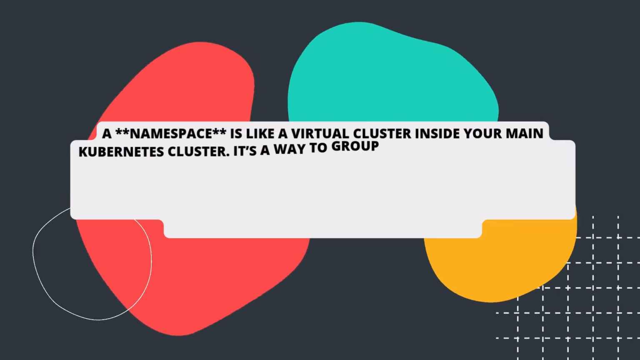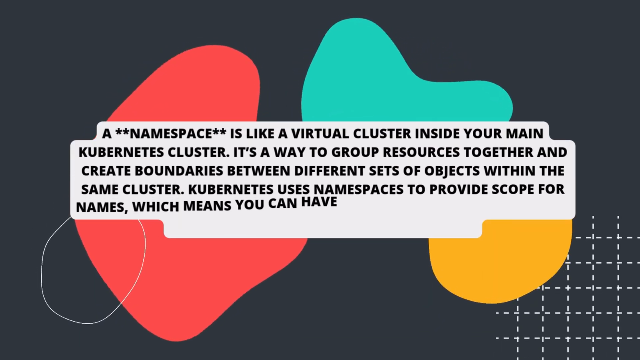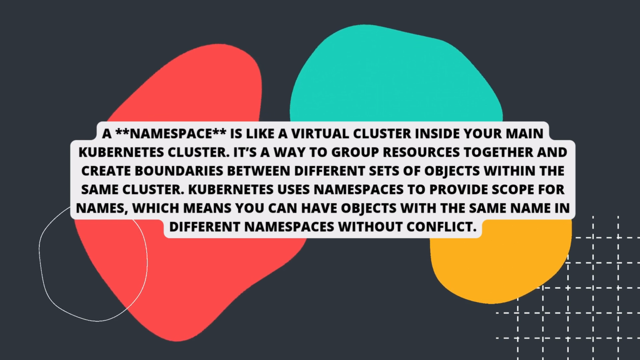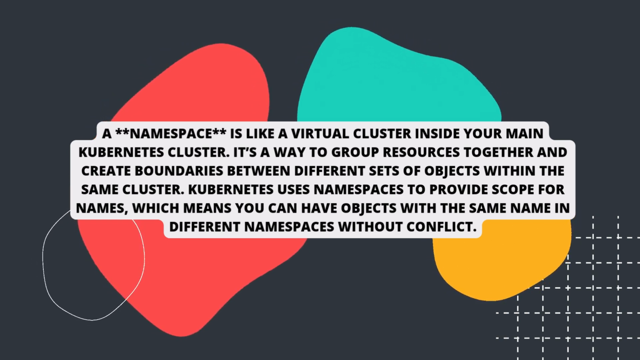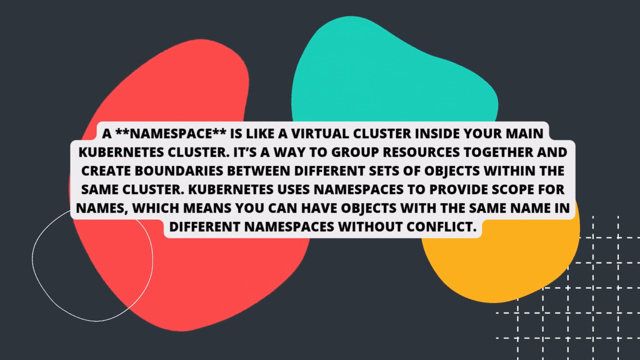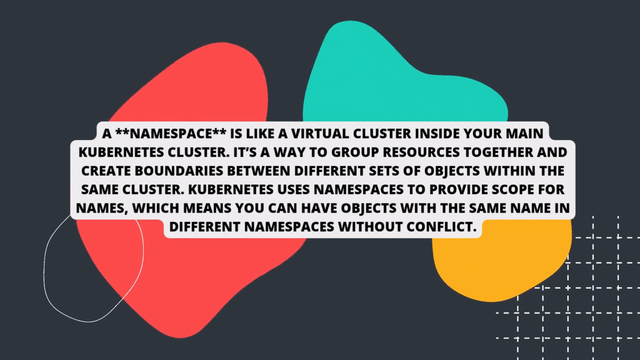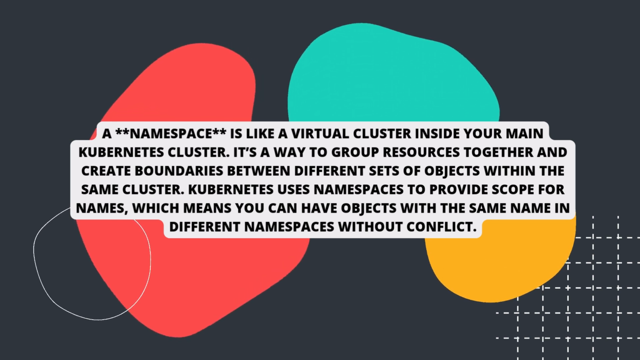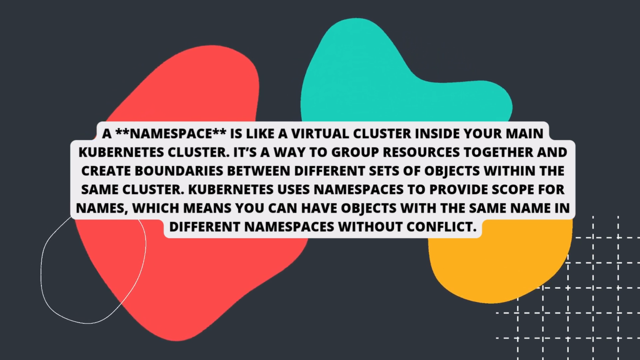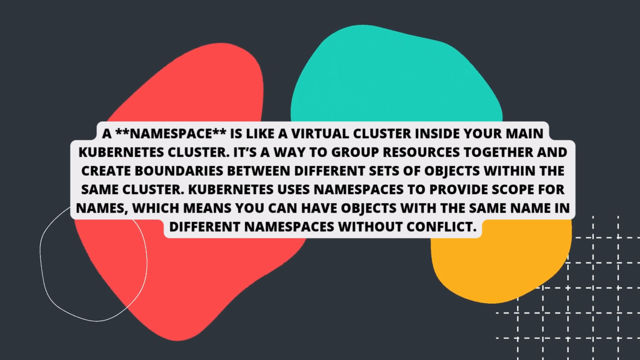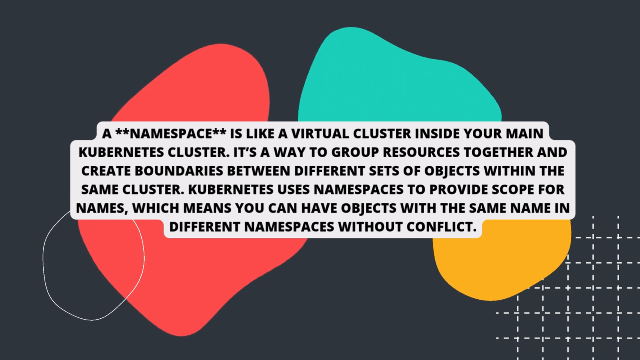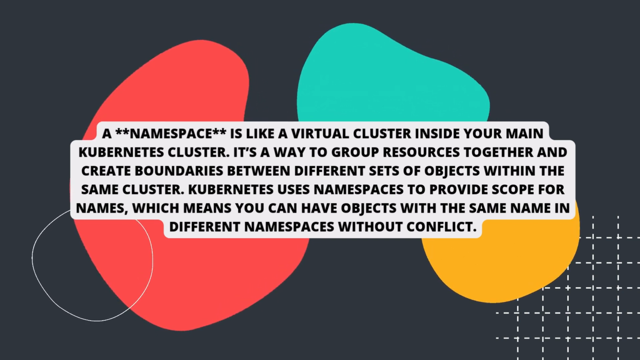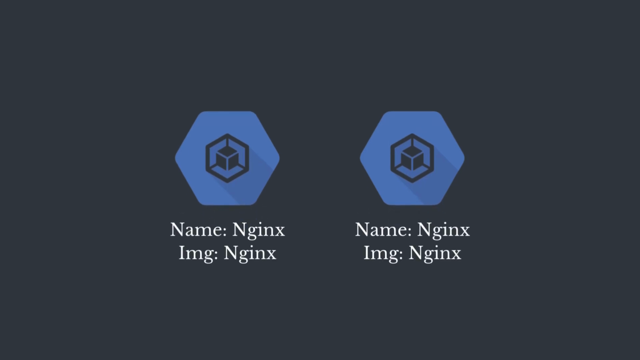Let's start with the basics. A namespace is like a virtual cluster inside your main cluster. It's a way to group resources together and create boundaries between different sets of objects within the same cluster. Kubernetes uses namespaces to provide a scope for names, which means you can have objects with the same name in different namespaces without conflict. Imagine you have two Nginx pods, both named Nginx.